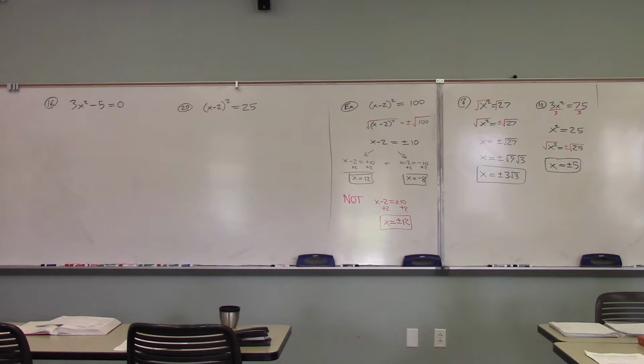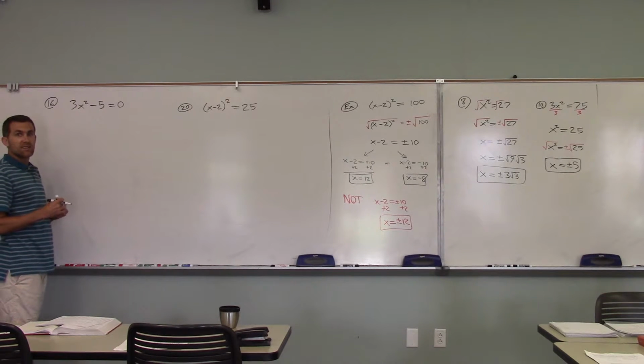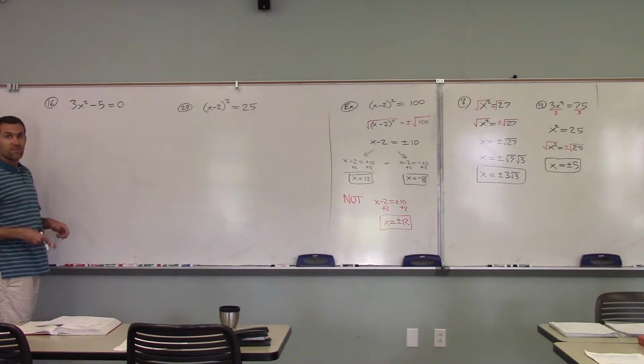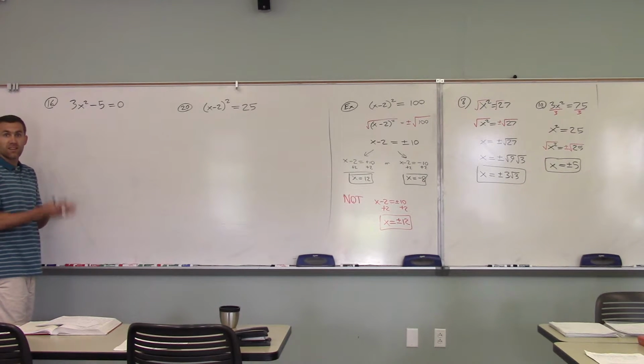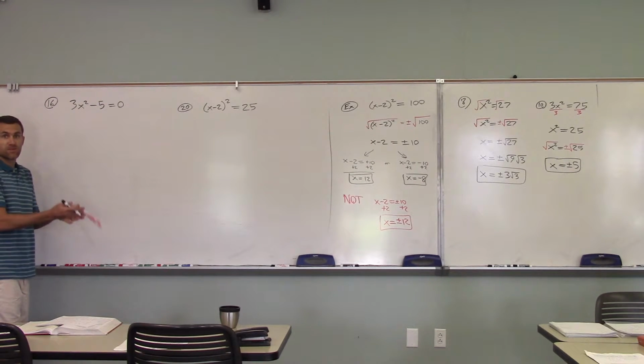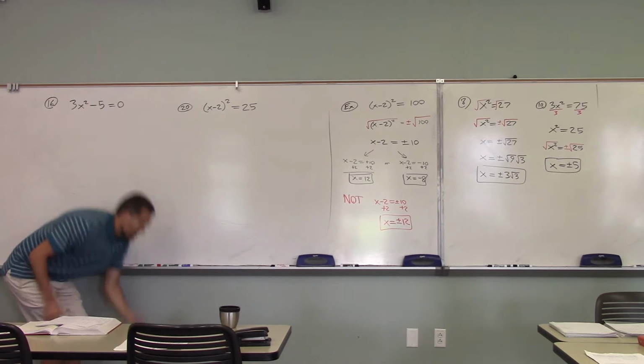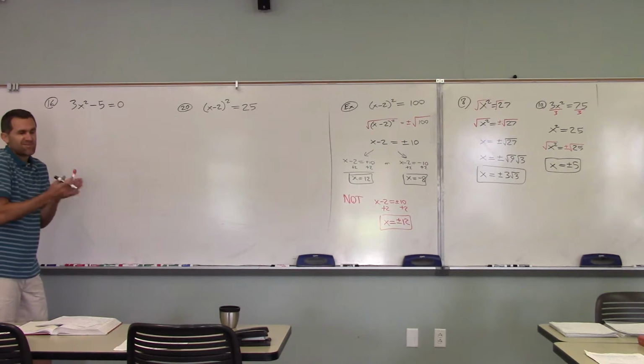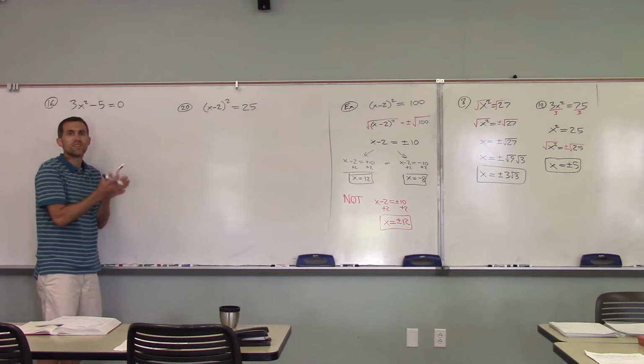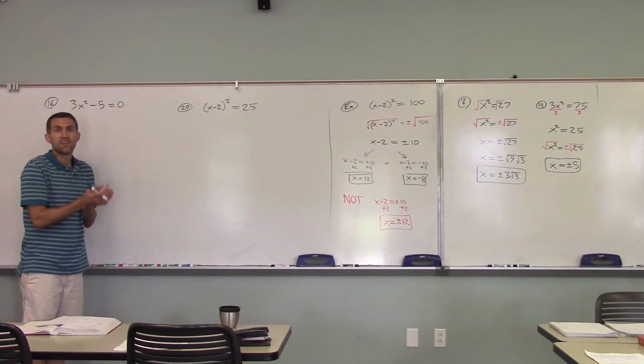So, Nick, help me out with that first one. What do we do first? Add 5. Yeah, why? Because that's what you wrote down to do. I didn't say plus 5, that's not what I wrote. Because the leading coefficient is the 3, so you want to get it separated. Yeah, get what separated? The x squared.